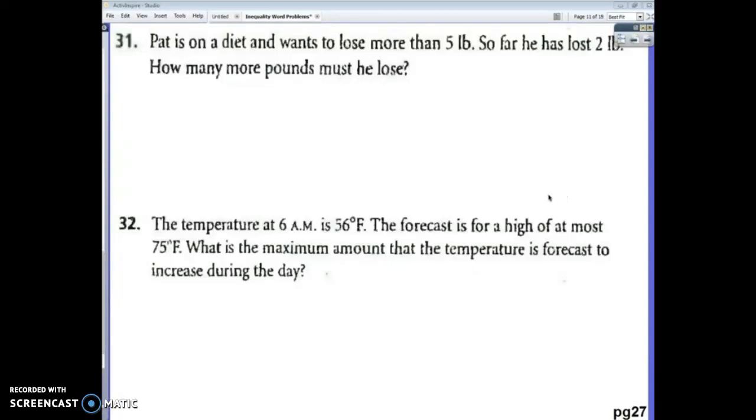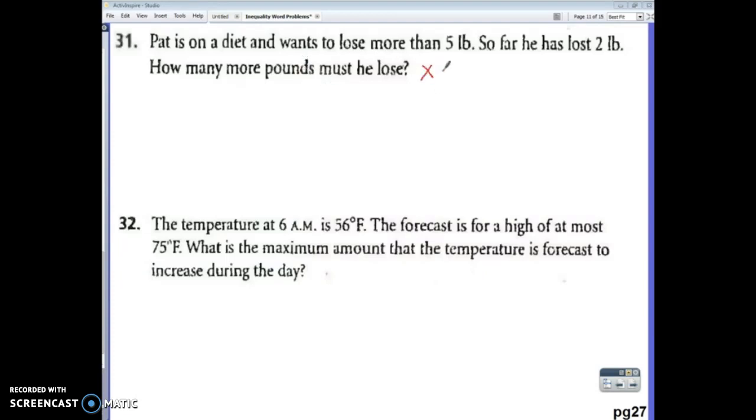So I'm going to go over page 27, numbers 31 and 32, and make sure you pay attention so that you become smarter. All right, page 27, number 31, it says Pat is on a diet and wants to lose more than 5 pounds. It's not a big goal. So far, he has lost 2 pounds. How many more pounds must he lose?